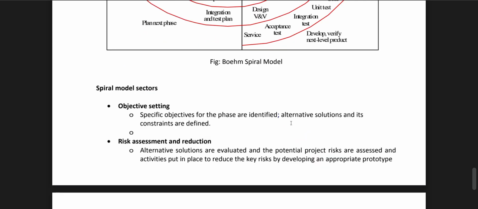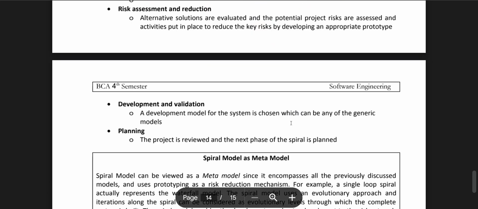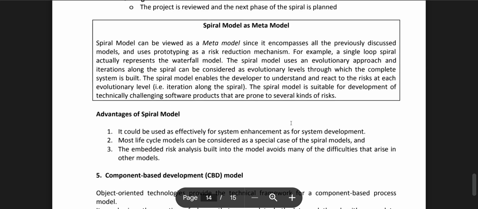Spiral model sectors. Objective setting: specific objectives for the phase are identified. Alternative solutions and constraints, and risk management: alternative solutions are evaluated and potential project risks are assessed, and activities are put in place to reduce the key risks by developing an appropriate prototype. Development and validation: a development model for the system is chosen, which can be a generic model. Planning: the project is reviewed and the next phase of the spiral is planned.